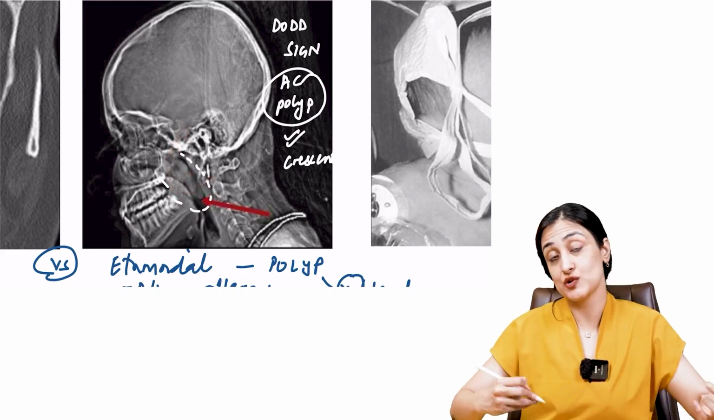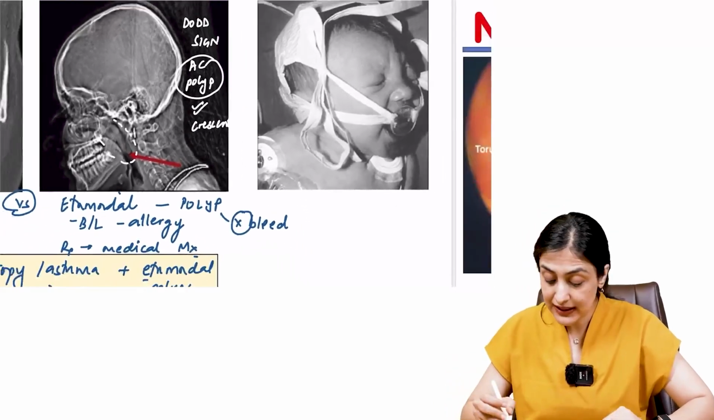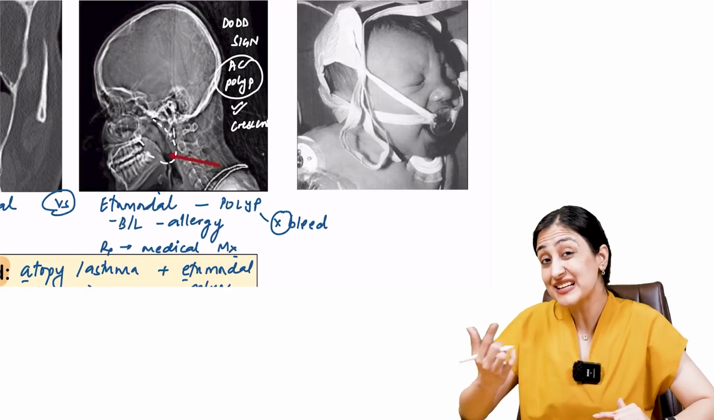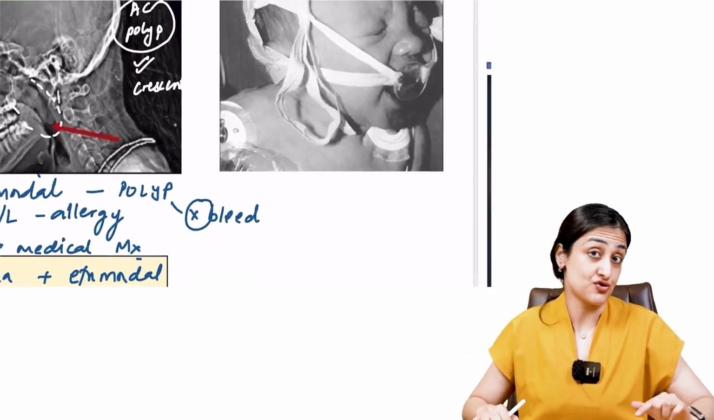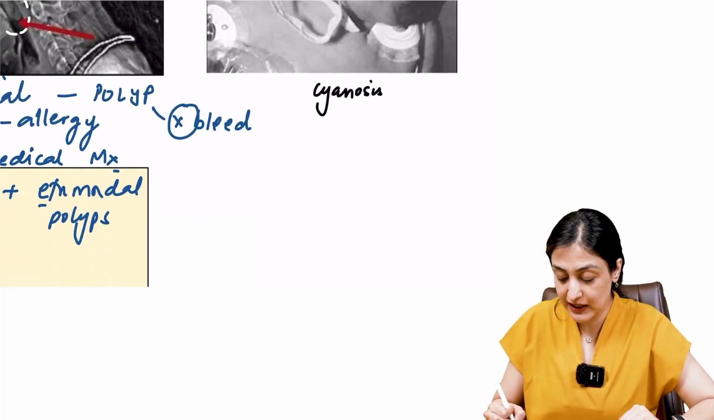So this is JNA versus polyp. Okay, so Dodd sign can be asked. What is this maneuver that I'm showing? What would be the history if I ask you? So the history would be there's a newborn baby who becomes cyanosed every time they are feeding.